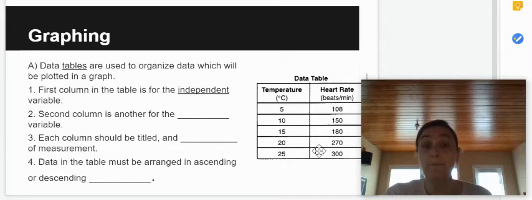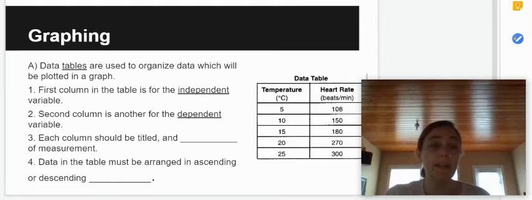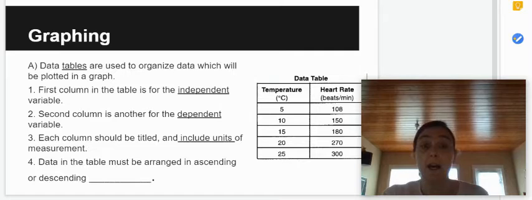The other column is the dependent variable. In this case, the number of beats per minute may depend on the temperature. And so we have the dependent variable in the second column. In a table, each column should be titled and should have the units. So temperature in degrees Celsius and heart rate in beats per minute.